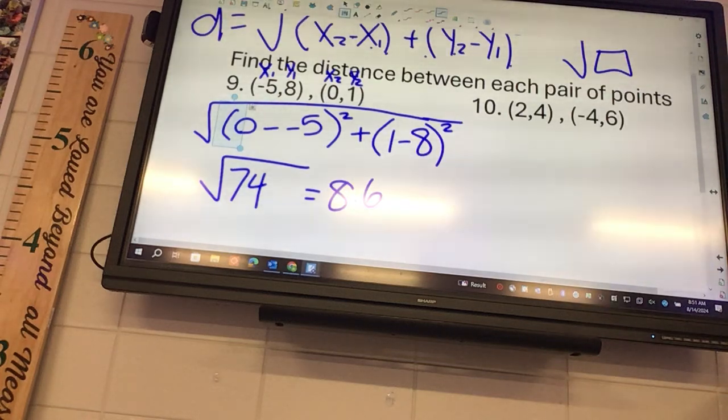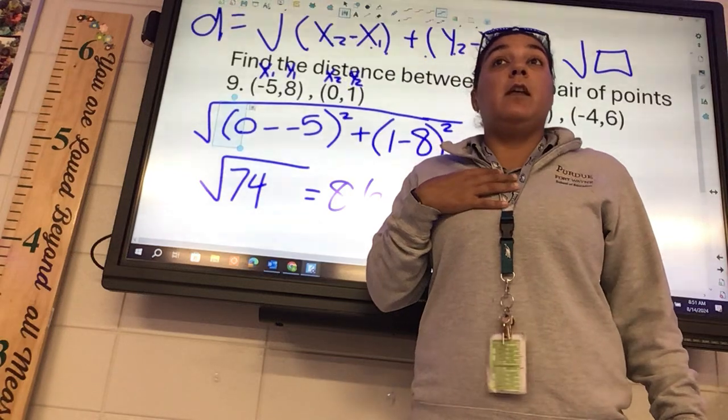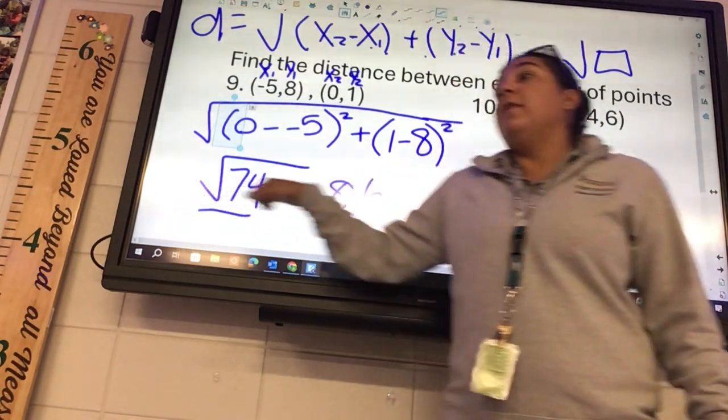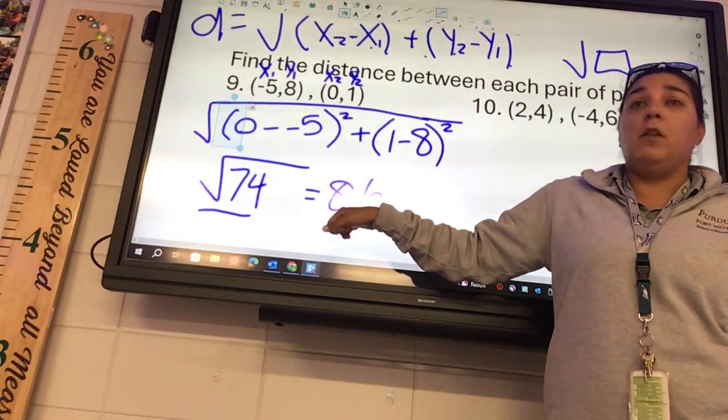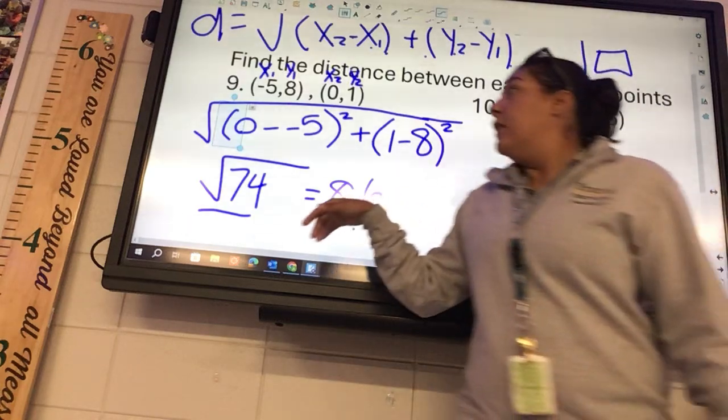But this is more exact, because if my gas light's on, I really need to know how far. So this is more accurate than this one. This is a rough estimate. It's a very close estimate, but this is exact, this is an estimate.